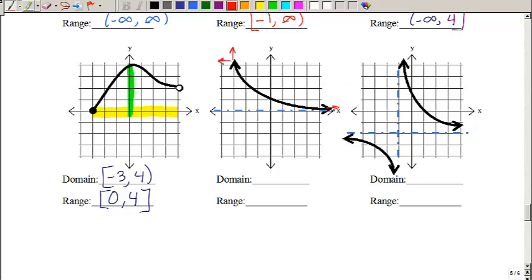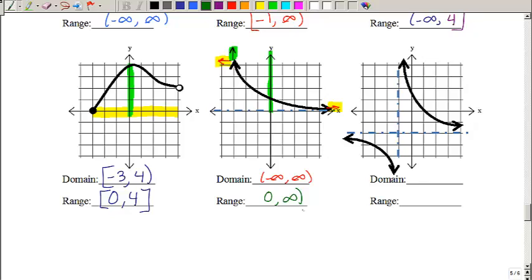When I'm looking for the domain, how far left can I go, comma, how far right can I go? This arrow tells me that I'm going left forever, and this arrow tells me that I'm going right forever. So my domain is negative infinity, comma, positive infinity. When I'm looking for the range, I'm looking at the y-axis. How low can my values go on the y-axis, comma, how high can my values go on the y-axis? My values start at 0, and they continue all the way up forever, because that's what that arrow tells me. So my range is 0, comma, infinity.